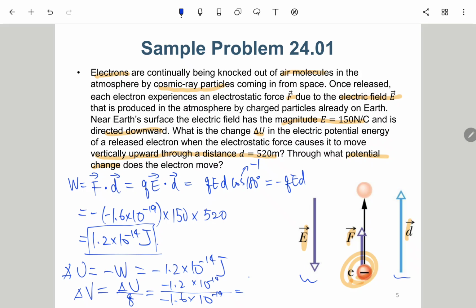So this should be a positive value, 4.5 times 10 to the 4th power volts. That would be 45 kilovolts. So less than half of the Pikachu.